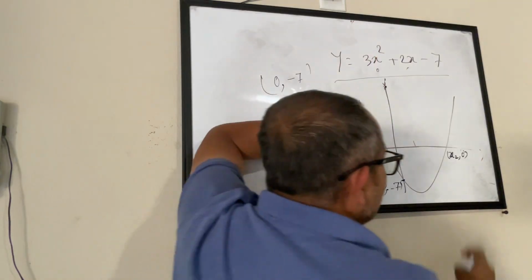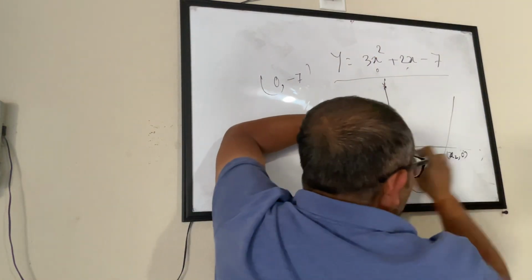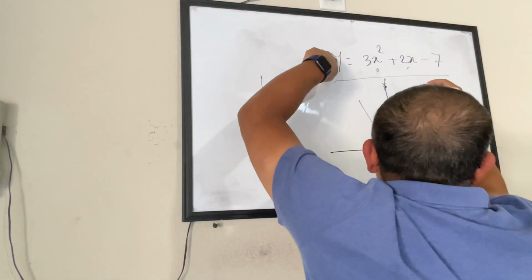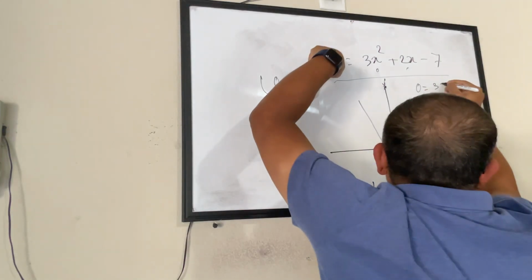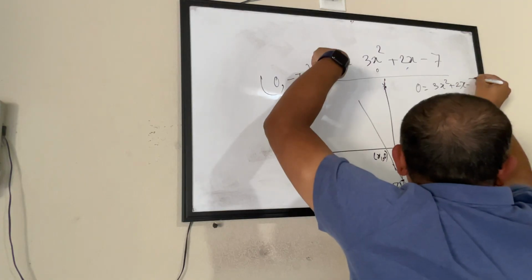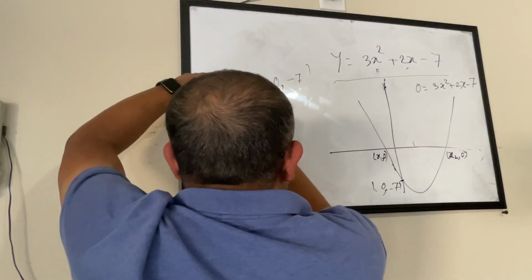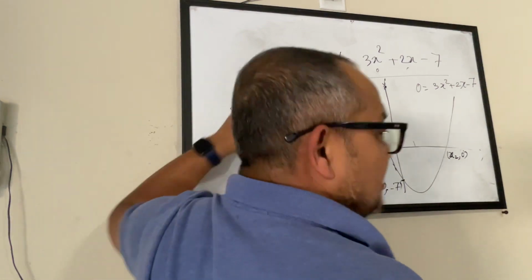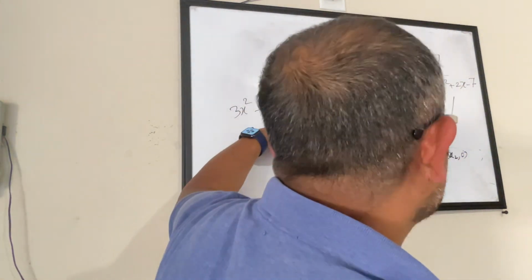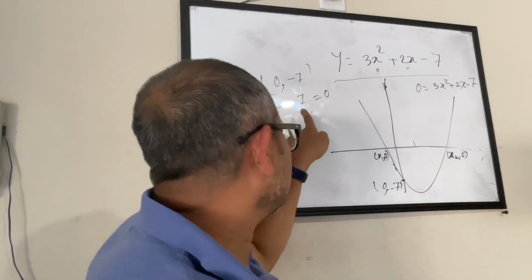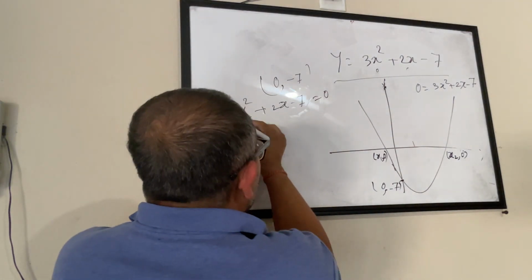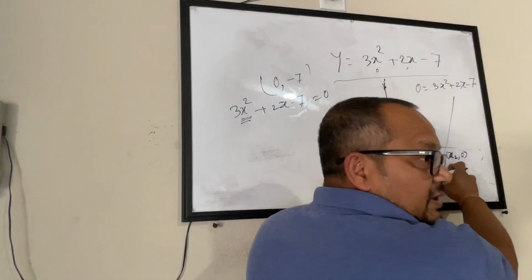Now, since I'm saying that where it is touching the x-axis, meaning the points on the x-axis, the value of y will be 0. So this equation will transform to 0 equals 3x squared plus 2x minus 7. That means 3x squared plus 2x minus 7 equals 0. This is my equation. I have to solve this equation and find the two possible values of x. Since this is a quadratic equation, from this I can find the two solutions for x, which will be my x1 and x2.